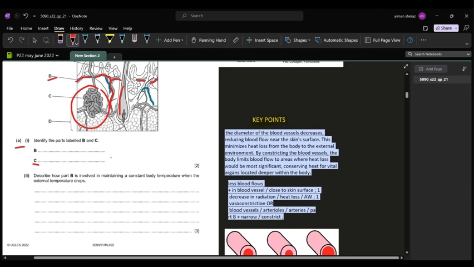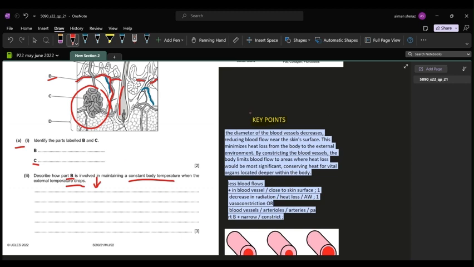Now part 2, describe how part B is involved in maintaining a constant body temperature when the external temperature drops. Part B was the blood vessels, and maintaining a constant body temperature means your internal body temperature remains the same regardless of what the external conditions are. Right now they said the external temperature drops, which means it is cold weather outside. So there is going to be vasoconstriction.